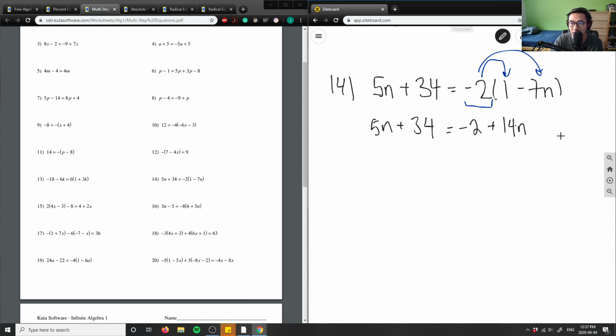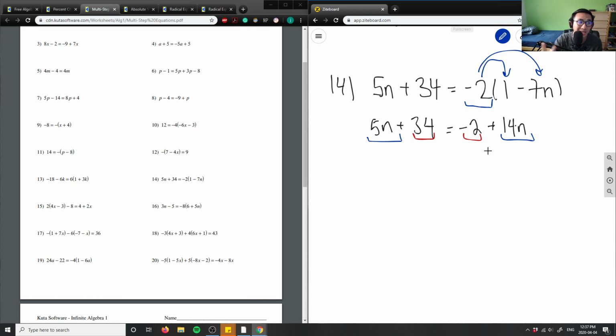So positive 14n. And then again, what I can do is I can collect like terms. I see an n term here, an n term here, and I see a couple of constants. It's 34 and negative 2 here, right? So I'm working from left to right again. Let's do my variables first. So 5n and 14n here.